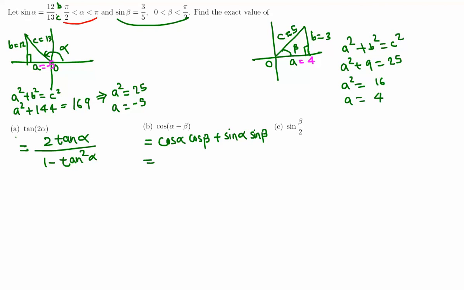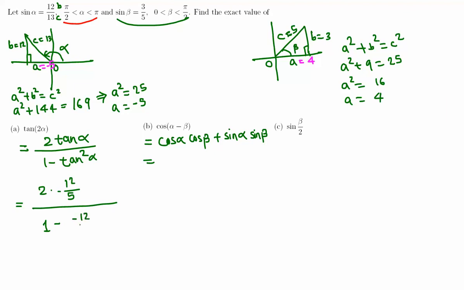Now let's find part A, that's tangent 2 alpha. This is given in the formula list. Now 2 times tangent alpha. So this is the alpha angle. Tangent is opposite over adjacent, so B over A. That's 12 over negative 5. So 2 times 12 over negative 5, so negative 12 over 5, or we can write the negative on the bottom, same thing. All over 1 minus tangent alpha squared. We just found tangent alpha, negative 12 over 5.